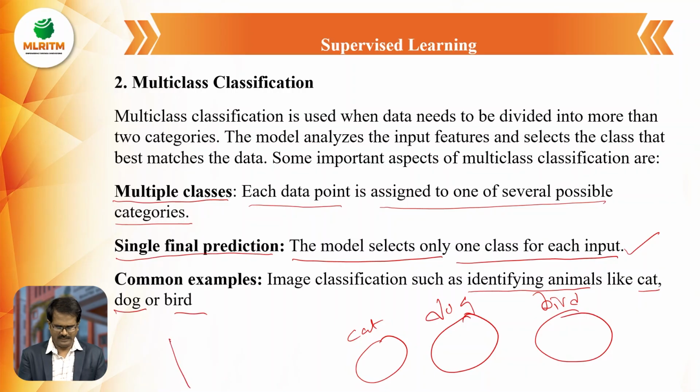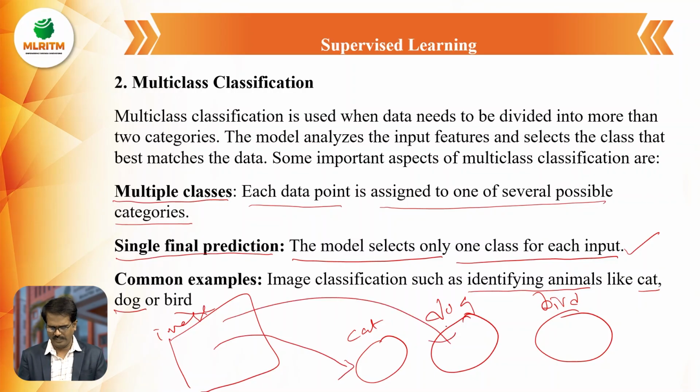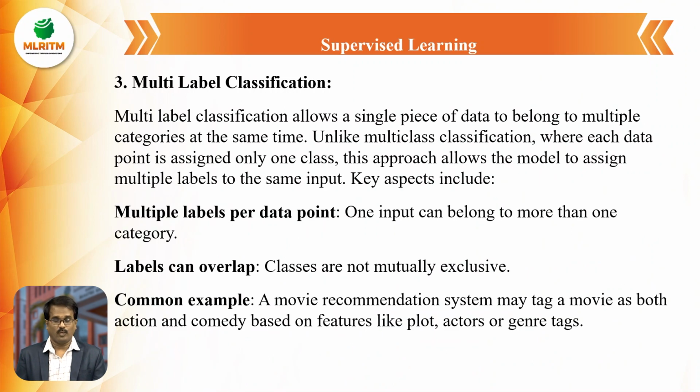So here are the images. Each image maybe belongs to cat, maybe dog, maybe bird. This way, multi-way classification will happen. Now, multi-label classification is somewhat different. It means a data point can belong to more than one category.